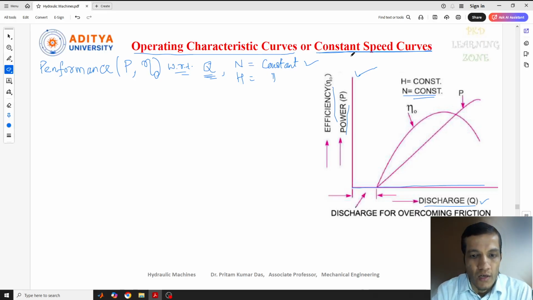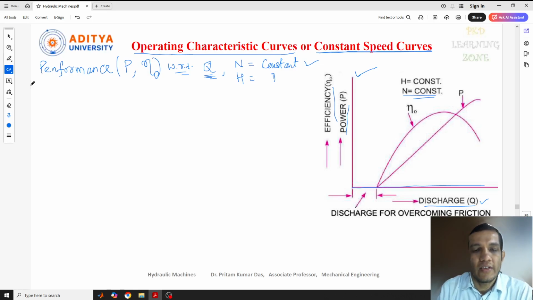Now, these constant speed curves will help the engineers to understand the behavior of the turbine at different loads. What is the performance, or what is the behavior of the turbine at different load conditions and different operating conditions? This test shows that, as I told you, head and speed need to be taken constant, and the relation between discharge and efficiency needs to be compared.